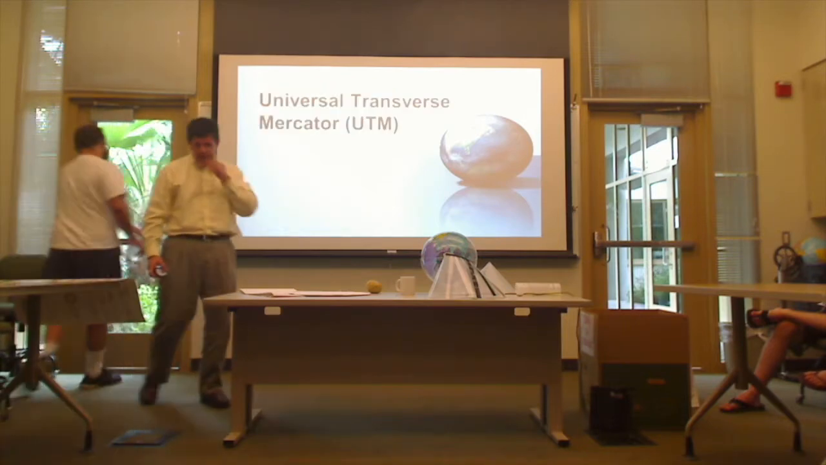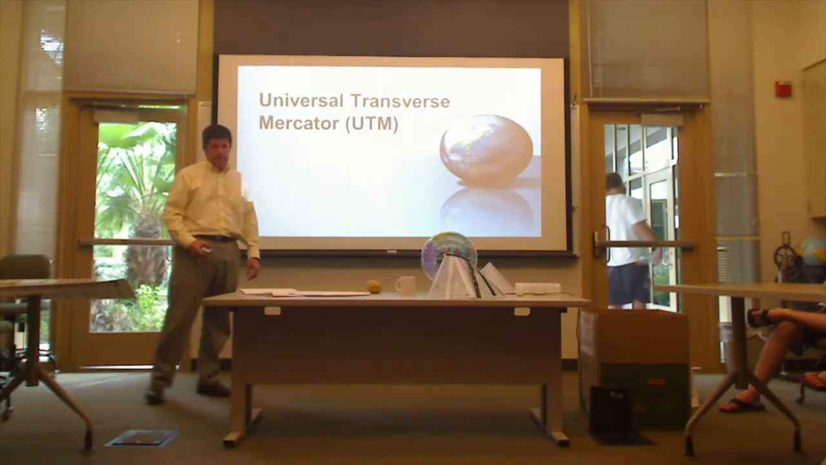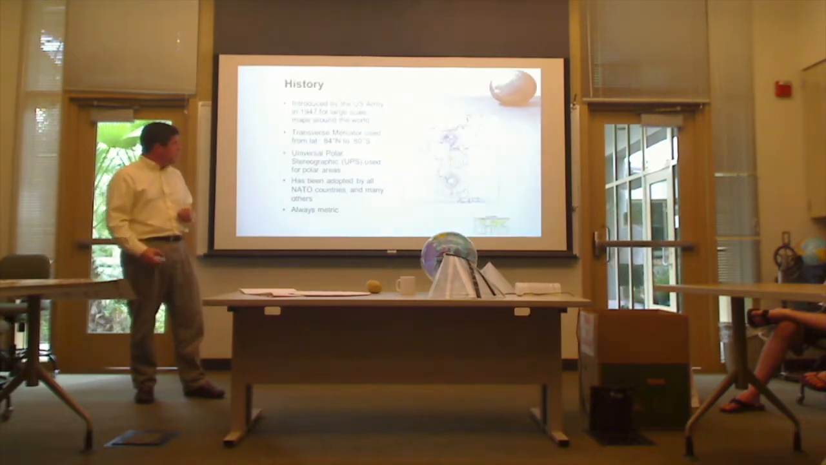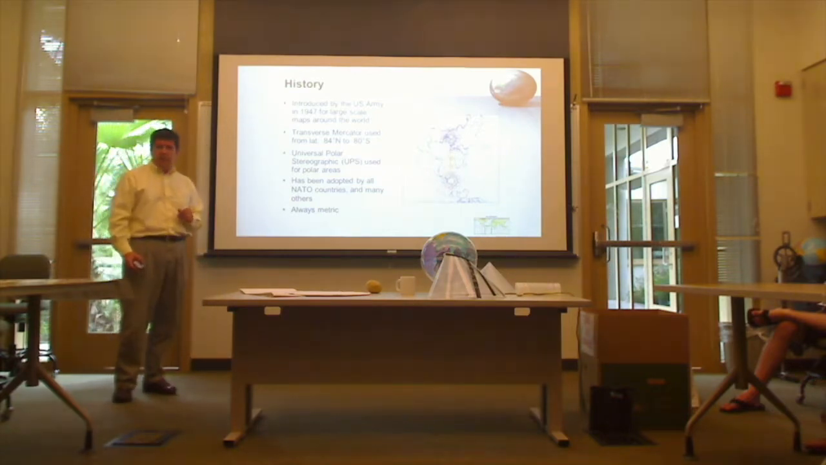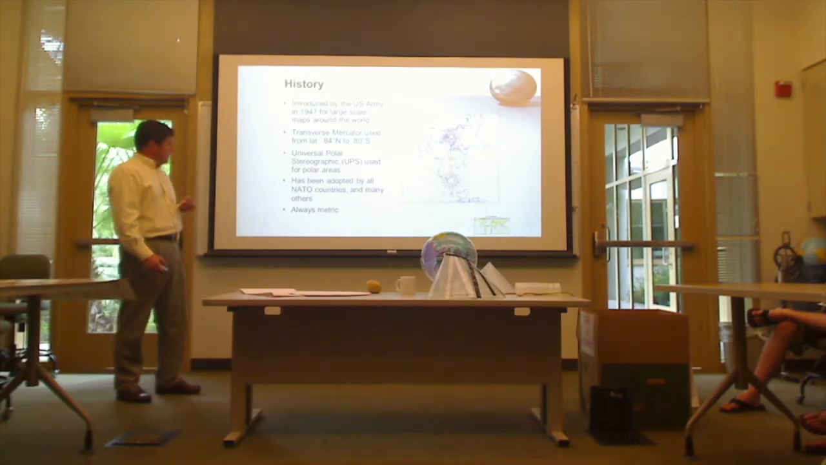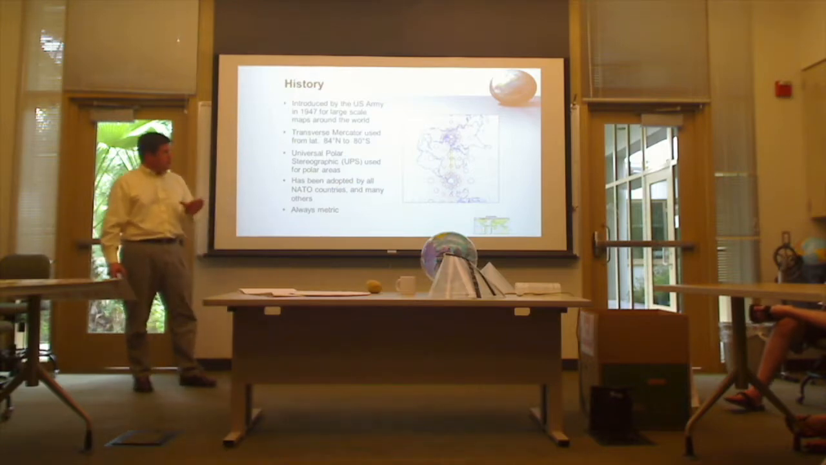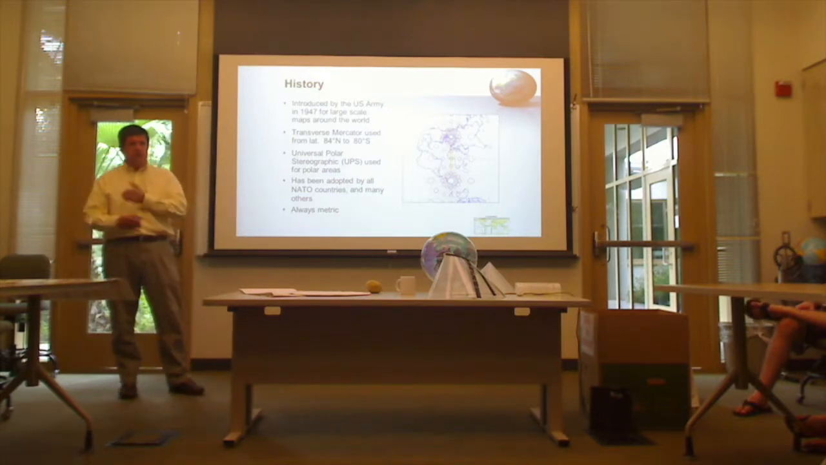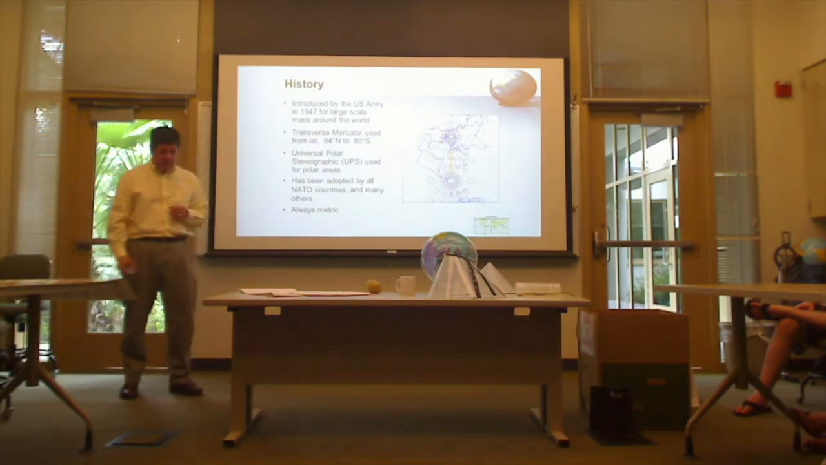So one that you'll hear about most often is called UTM, Universal Transverse Mercator. A lot of data you receive will come in UTM coordinates. The way that works, a quick bit of history. It was developed by the US Army in the 1940s. It uses a transverse Mercator projection, which I'll show you in a minute. It doesn't work very well for the polar regions, so those are actually dealt with a different system. It's been adopted by all the NATO countries and many others, so when you're sharing data with other countries, it's quite convenient, and it's always metric.